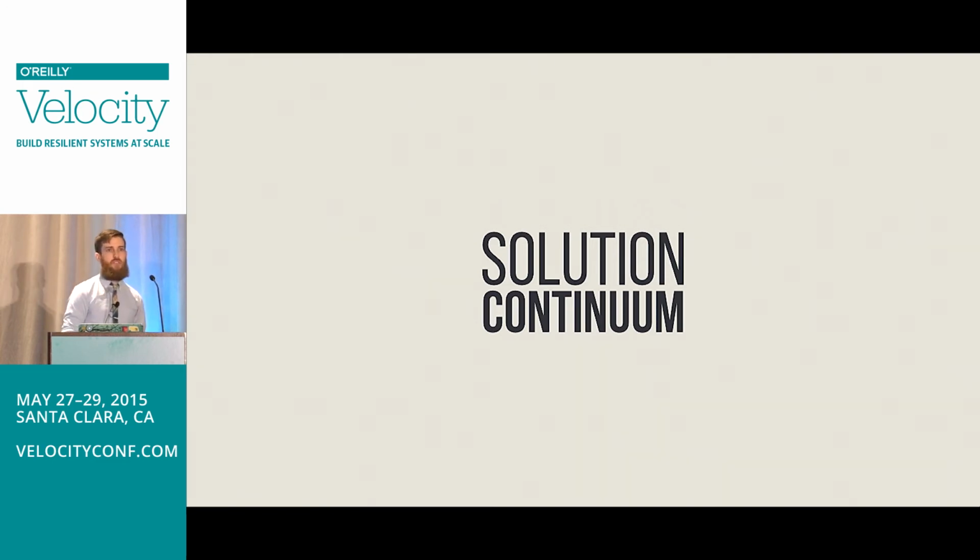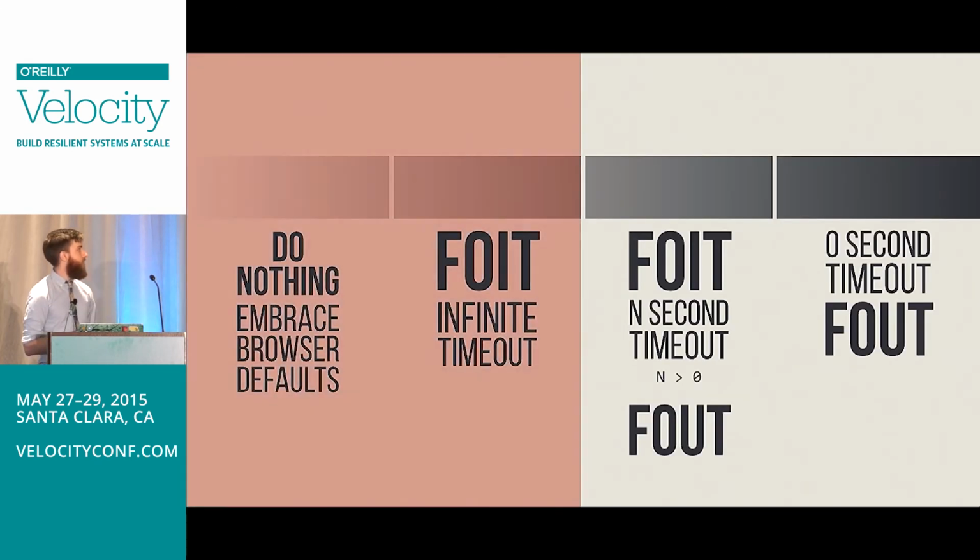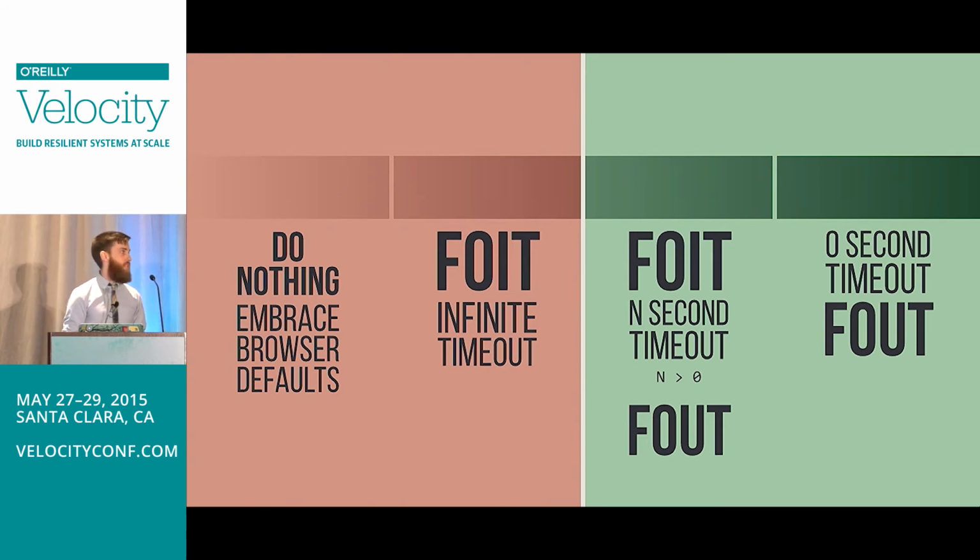So in the interest of super awesome punditry, I'm going to give you a continuum of solutions that I think are okay. On the left, we can do nothing and just embrace browser default. We can standardize on the infinite timeout, so Safari and mobile Safari behavior. And on the right, we can have a timeout where we swap to unstyled text, or we can have a 0-second timeout and show the fallback the whole time.